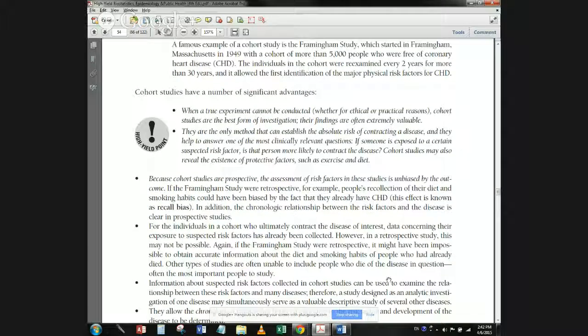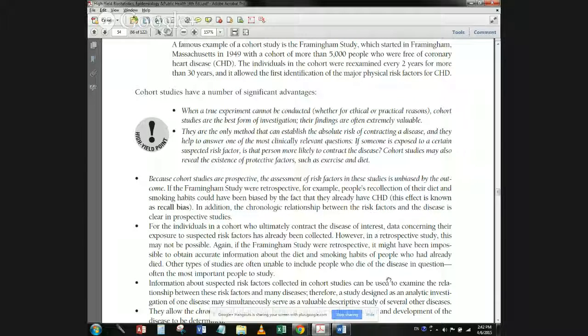A famous example of a cohort study is the Framingham study, which started in Framingham, Massachusetts in 1949, with a cohort of more than 5,000 people who were free of coronary heart disease. The individuals in the cohort were re-examined every 2 years for more than 30 years, and it allowed the first identification of the major physical risk factors for coronary heart disease.